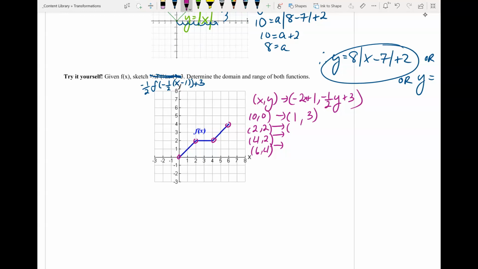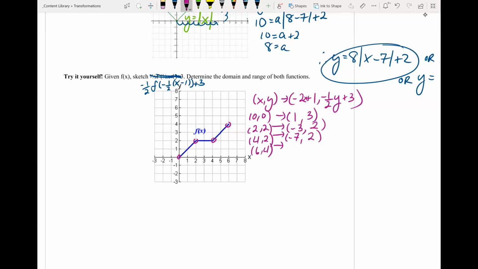Our next one, we have -2 times 2, which is -4, plus 1 is -3. Then we have -1/2 times 2, which is -1, plus 3 is 2. Our next point is 4, 2. So we have -2 times 4 is -8, plus 1 is -7. Then 2 times -1/2, which is -1. -1 plus 3 is 2.